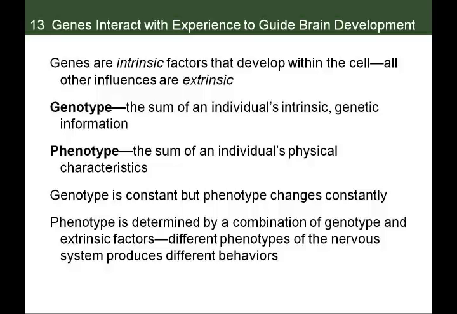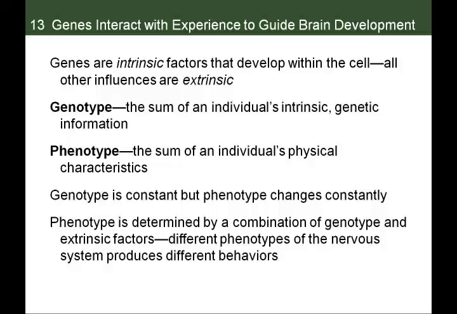Genotype, to differentiate it from phenotype, is the sum of all the intrinsic genetic information, so the actual nucleic acid sequence. A phenotype is how this genetic information, how you're actually seeing it physically. So you might have the genotype for a certain disease, but phenotypically, you might not be expressing it. Does that make sense? So a genotype is constant, and that's what gets inherited generation after generation, but the phenotype can actually change.